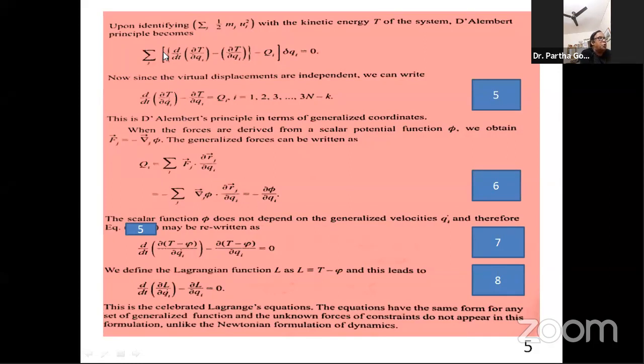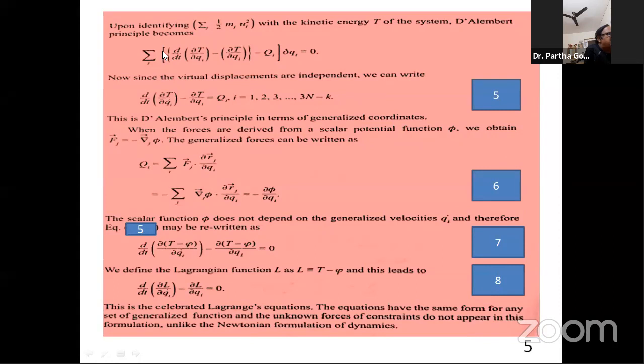Yeah, fifth. So upon identifying half mj uj square with kinetic energy, the D'Alembert's principle becomes sigma j, d/dt of del T by del qi dot, where T is kinetic energy, minus del T by del qi minus Qi, times delta qi. I think I need a little blow up.